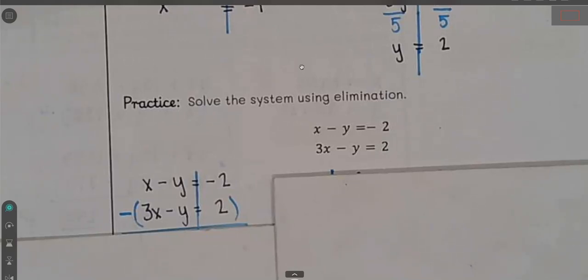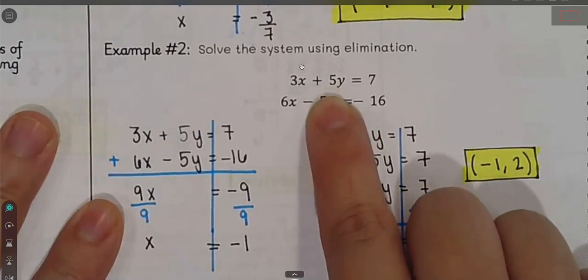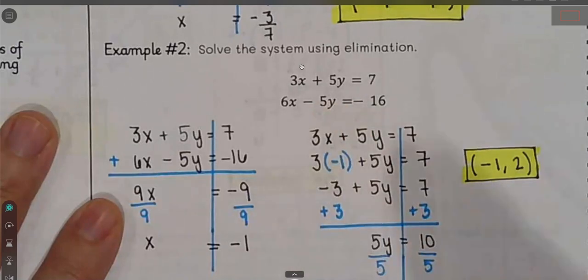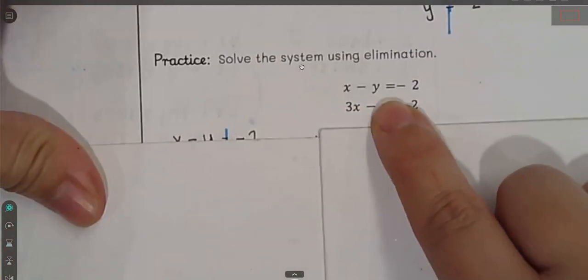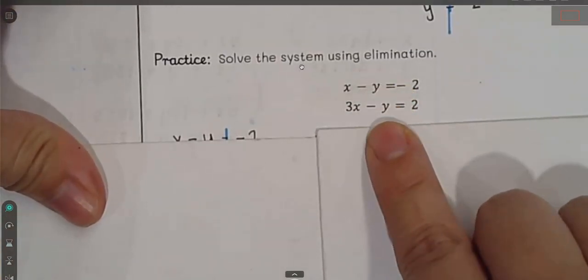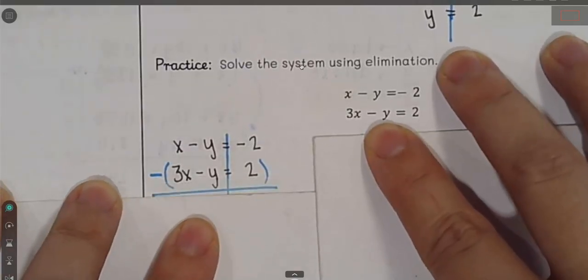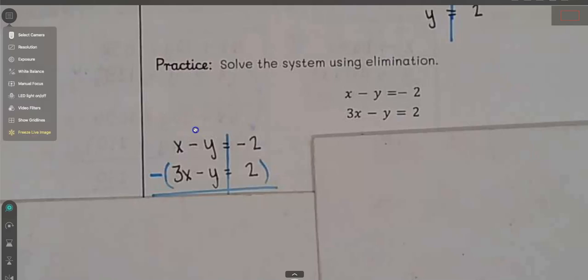A good rule of thumb is if you have the same coefficient but different signs, you're going to want to add. So like here we have 5 and negative 5. If you add, that will eliminate the variable. But if you have the same coefficient and the same sign, like in this case we have negative 1 and negative 1, you're going to want to subtract. Can you guys take it from here? Please solve it all the way. Give me the ordered pair for the answer. You guys got this.